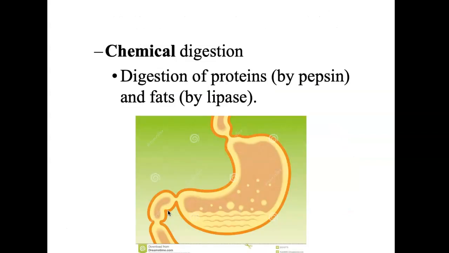Second, chemical digestion. So this is digestion of proteins by pepsin. Remember pepsin? And of fats by lipase. So this digestion is going to begin in the stomach, and it's going to be churning away and using these enzymes to break both proteins and fats down.